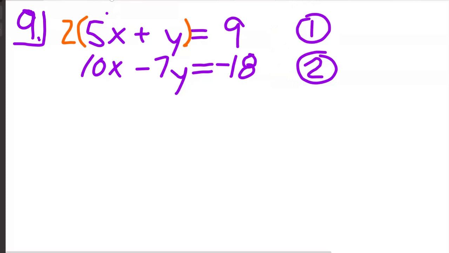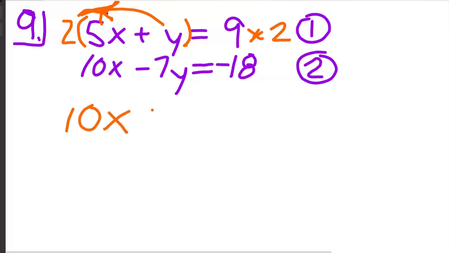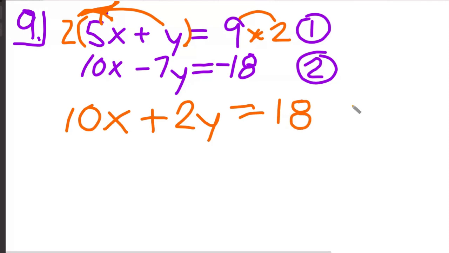So remember, we're multiplying by 2. That means both sides of equation 1 have to be multiplied, not just the left, but the right. So the top, we have 10x plus 2y equals, 9 times 2, that's 18. Let's just call that equation 3. Now, it's an equivalent form of equation 1 because all we have done is multiply both sides by 2, but it is a different looking equation.